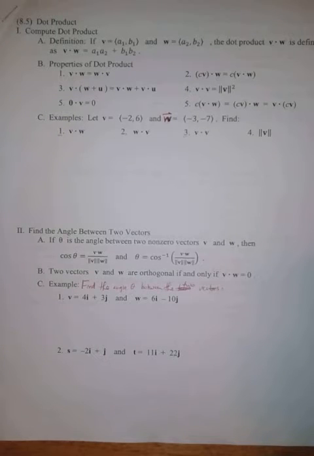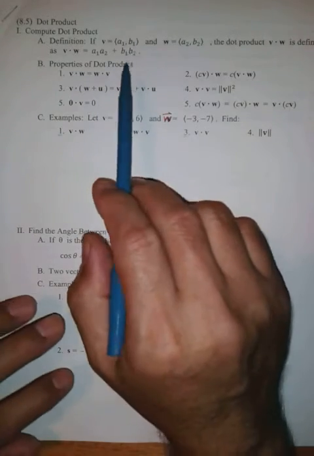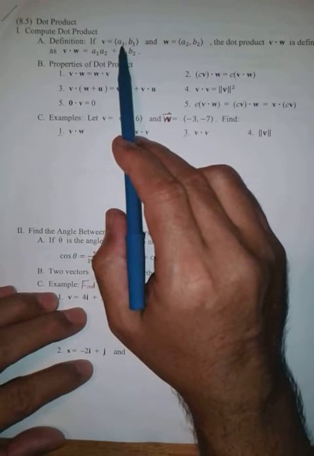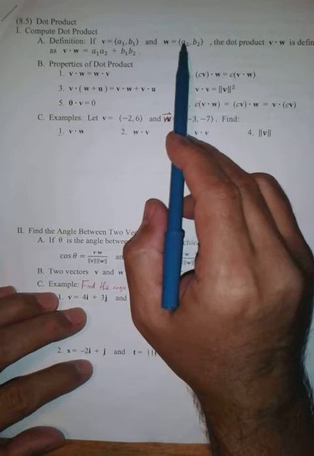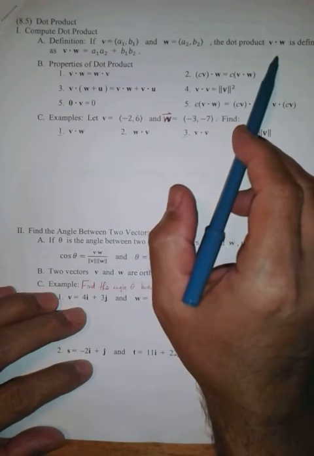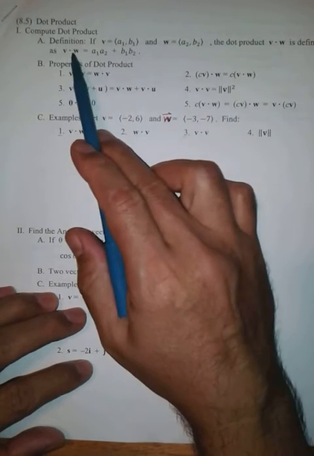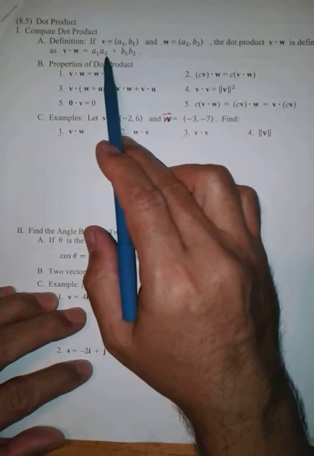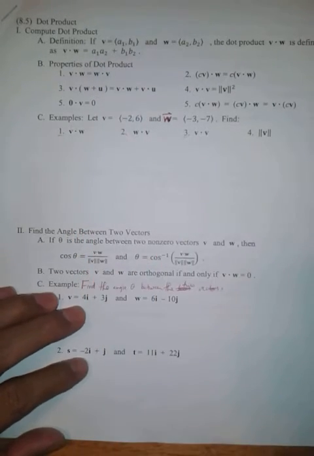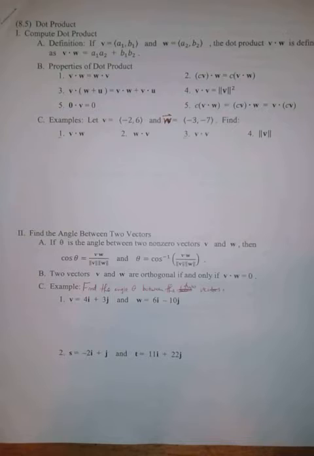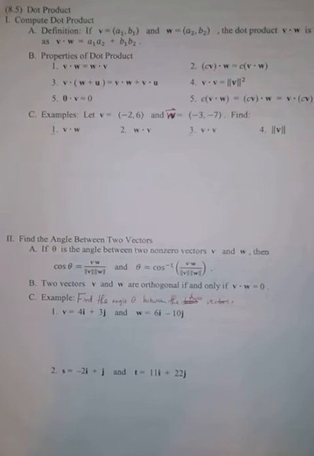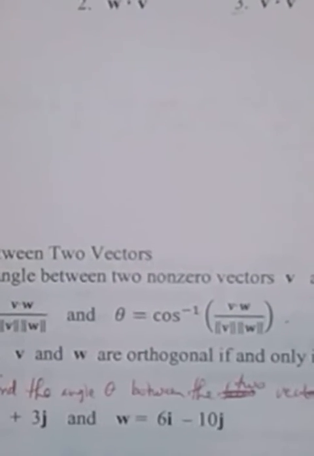All right, this section 8.5 about dot product. So the definition of dot product says V has components A1, B1, and W has components A2, B2. Then the dot product V dot W is defined as V dot W equals A1 times A2 plus B1 times B2, which is the product of their first components plus the product of their second components. All right, I'll let you read the properties there.